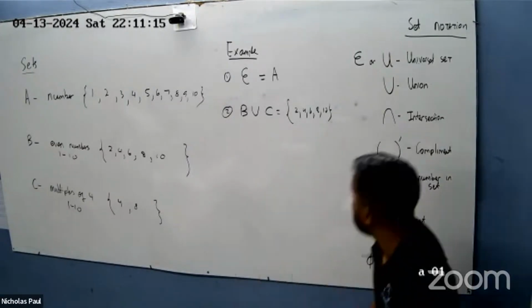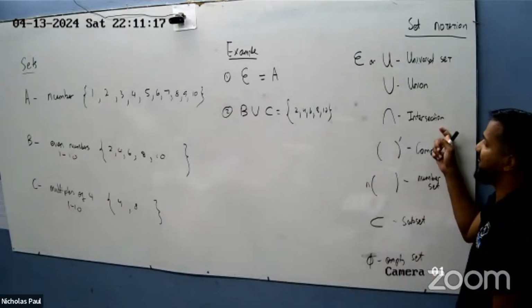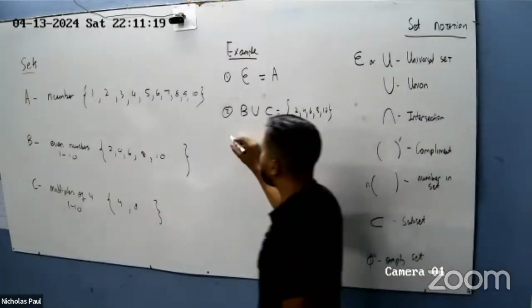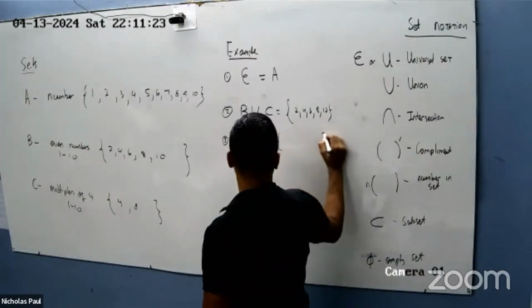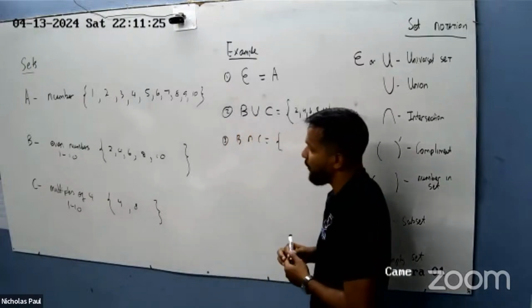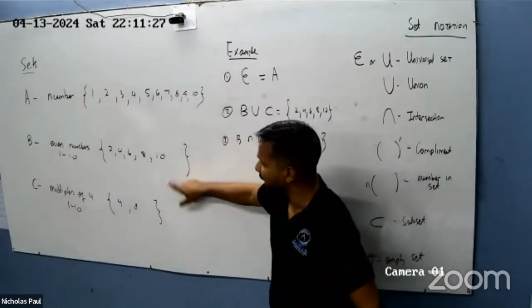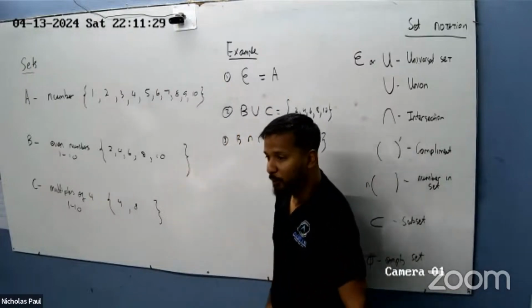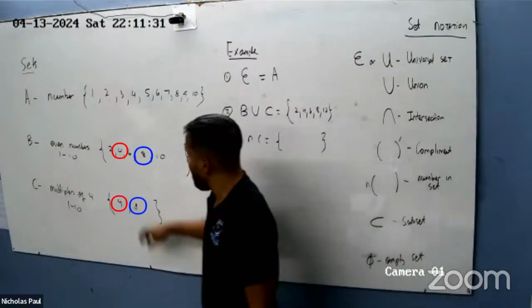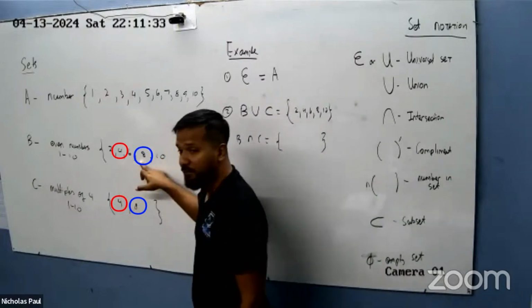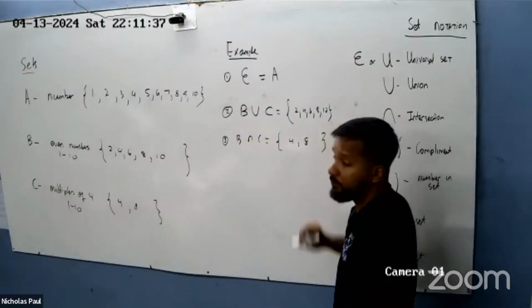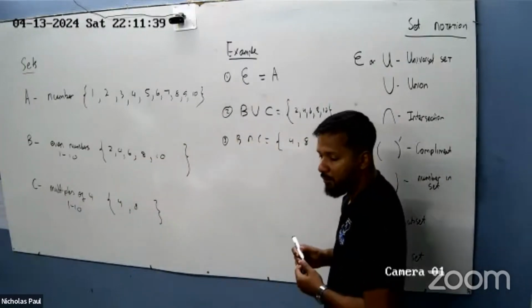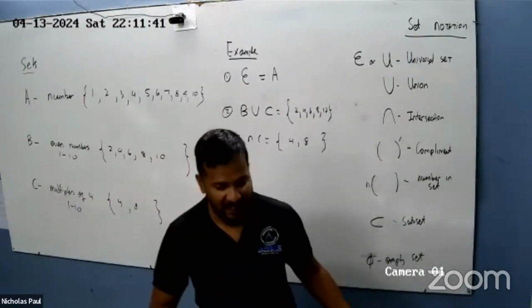Right, next one is intersection. So intersection is what they both have in common. Right? What they both have in common. So look at B and C. What they both have in common. They both have 4 in common and they both have 8 in common. So here will be 4 and 8. Okay, write that down.